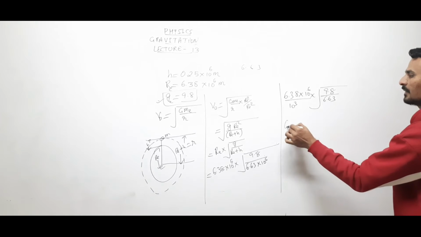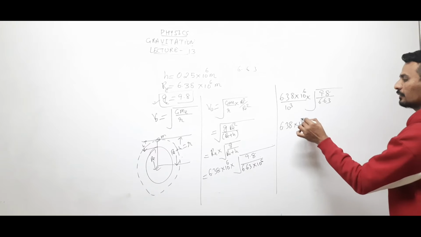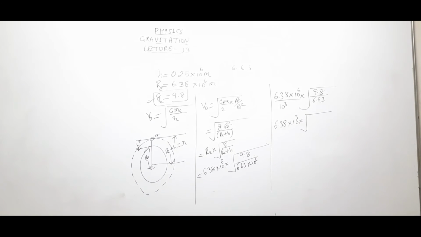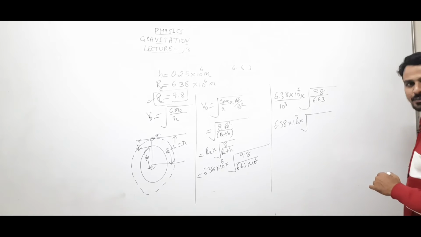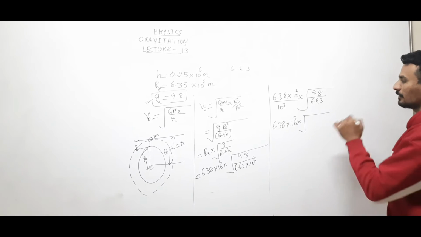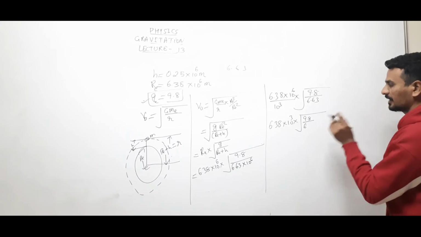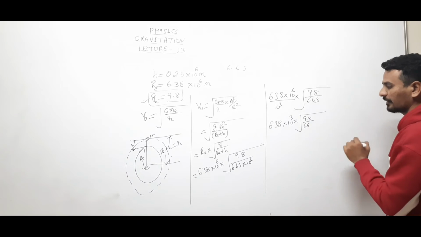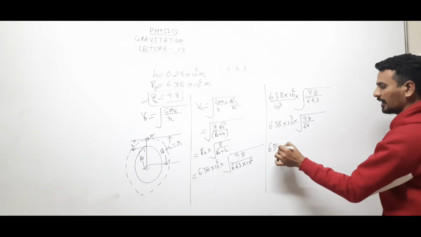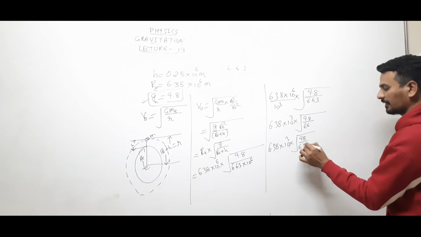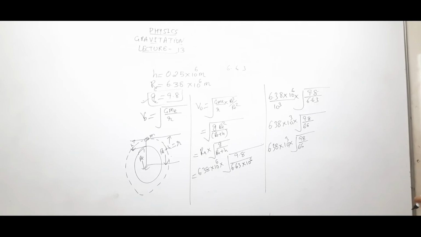So this will be 6.38 into 10 raised to 3 into root of 9.8 upon 6.63. Let this be rounded off to say 6.6. So it will be 6.38 into 10 raised to 3 into root of 98 by 66. We can do this way.